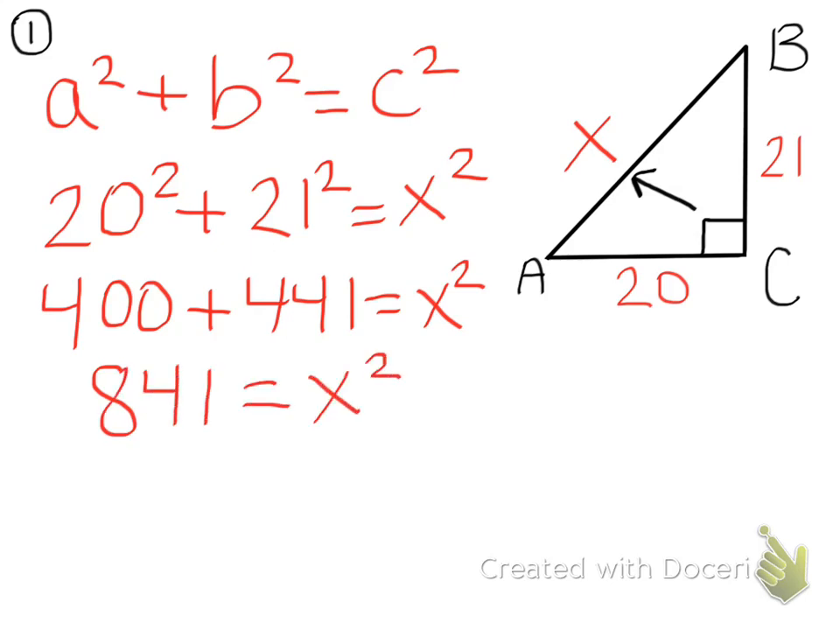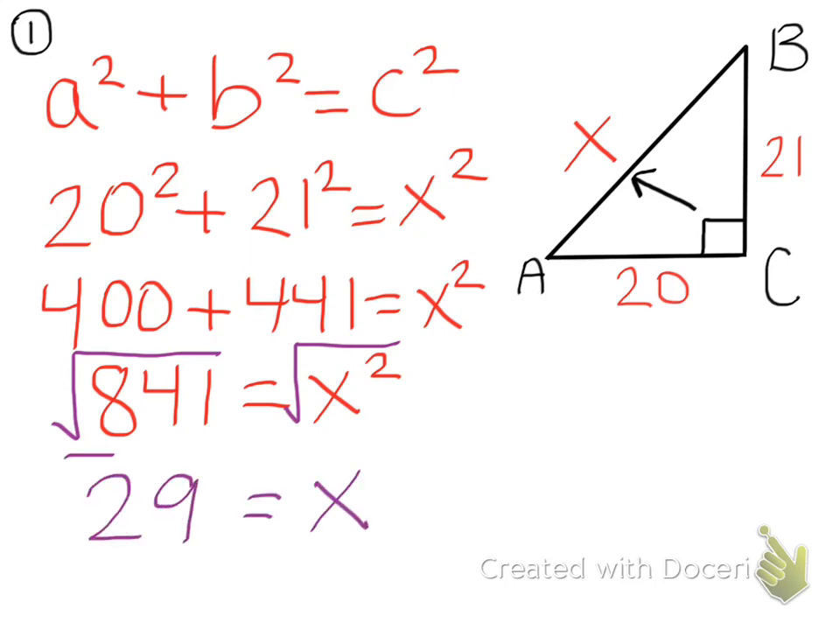Okay, this is kind of the tricky part. In order to get rid of the squared, just to get x, you have to take the square root. Square root and squared cancel each other. So if I take the square root of 841, I'm going to get x is equal to 29. And that's it.